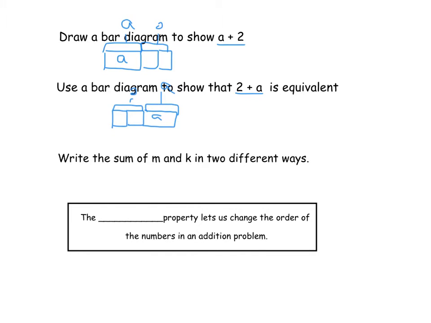Alright, so here is how I drew. I have my 2 in the front this time, and then the a. They're the same amount, the same quantity, so they are equivalent. So given this whole idea of a plus 2 equals 2 plus a, see if you can write the sum of m and k in 2 different ways. Well, one way would be m plus k, and the second way would be k plus m.